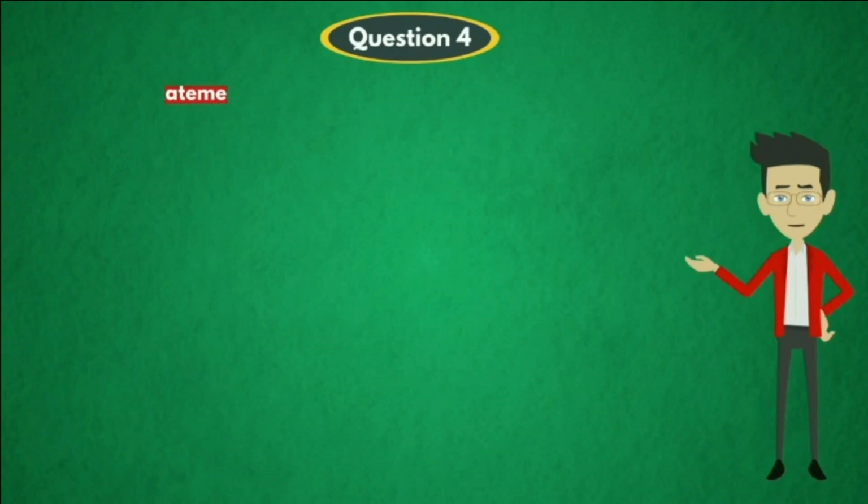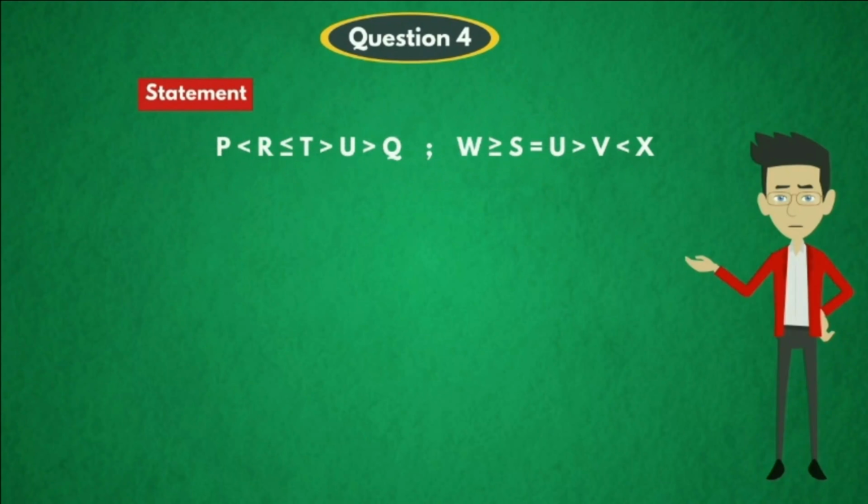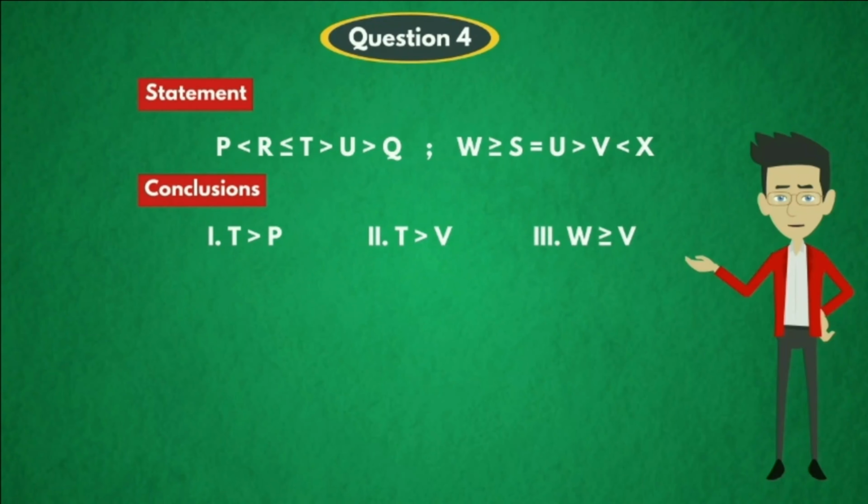Question number 4. Statement. P less than R less than or equal to T greater than U greater than Q. W greater than or equal to S equal to U greater than V less than X. Conclusions. Conclusion 1. T greater than P. Conclusion 2. T greater than V. Conclusion 3. W greater than or equal to V.